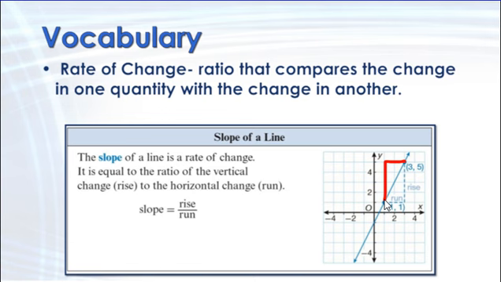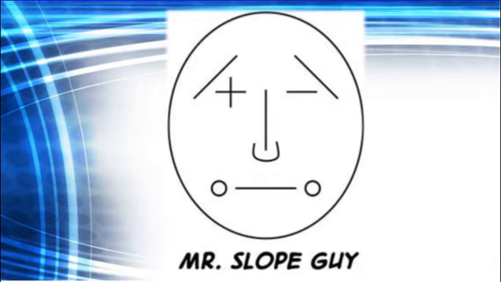So let's look at how do you know if your slope's going to be positive or negative. Here we can take a look at Mr. Slope Guy. Mr. Slope Guy just tells you how to determine what the slope's going to be. If the line is going up from left to right, you have a positive slope. If your line is going down from left to right, you will have a negative slope.